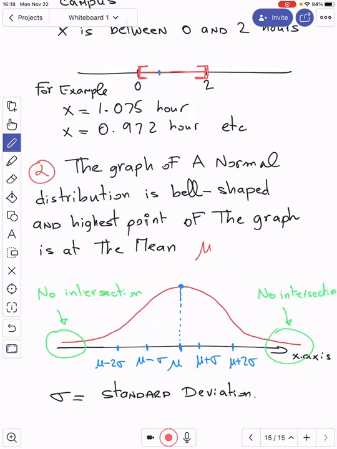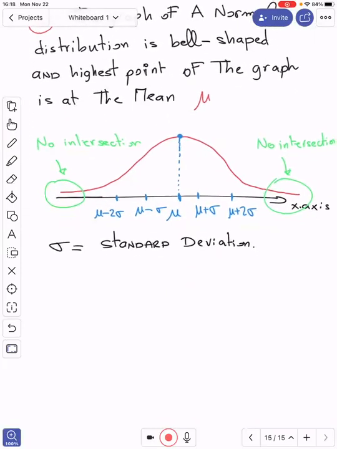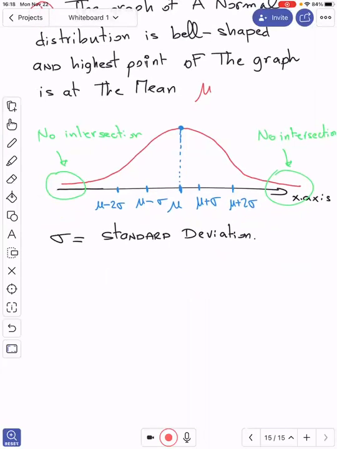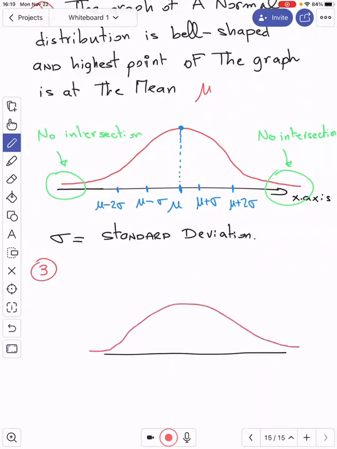And what's really important about the graph? Why the graph is very useful is that the graph of this normal distribution is going to give you the probability. So this is property number 3. If you have the graph of your normal distribution, so this is my normal distribution.